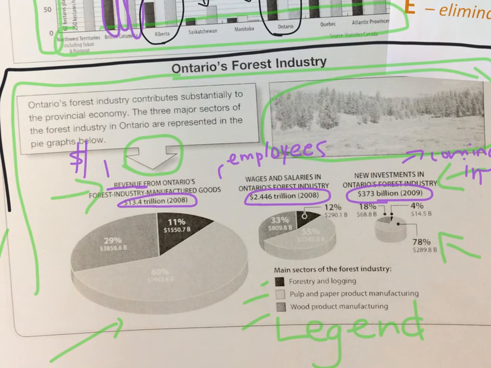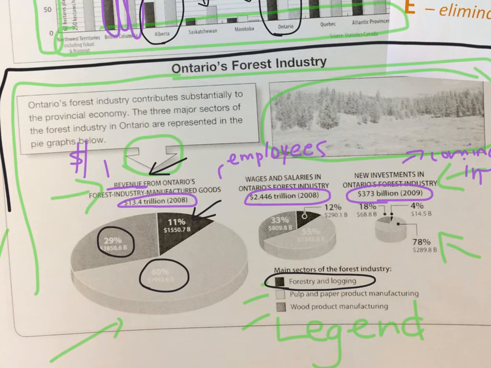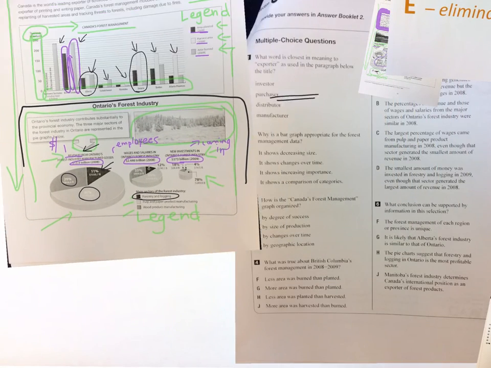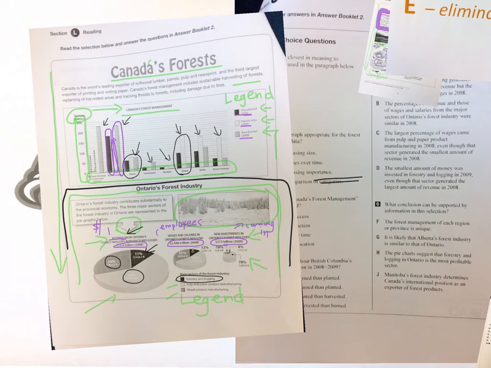So of the 3 pie charts, we're going to focus in on the revenue because that's the one that talks about which makes the most money for the province. The other 2 talk about money coming in and what employees are paid. Neither is relevant. So forestry and logging is the dark colored representation and it's 11%. Now we see that both of the other 2 make more. That means that it's not true. Forestry is not the most profitable. So we can now eliminate H as an option as well. G was gone and so is H.